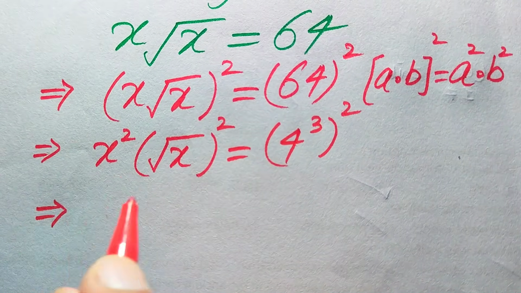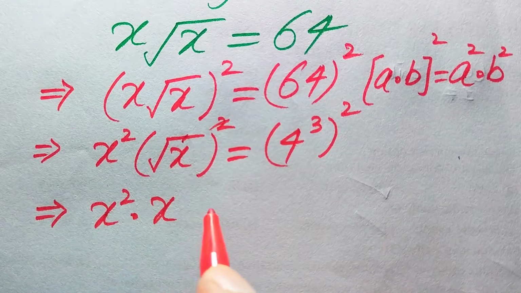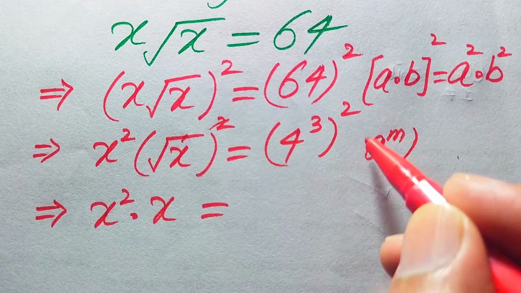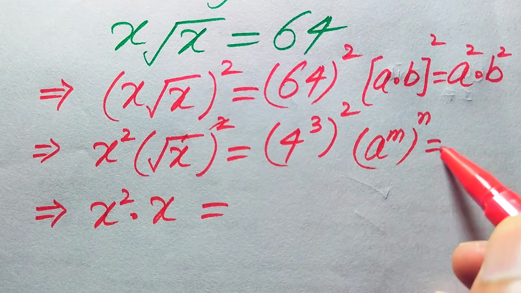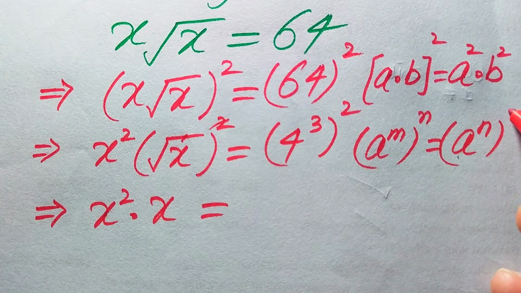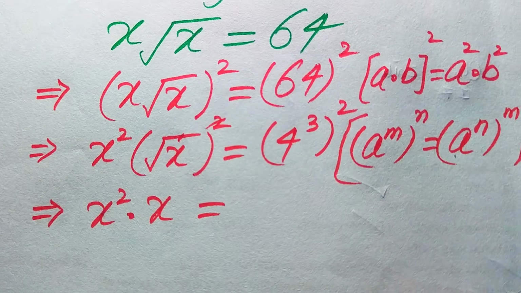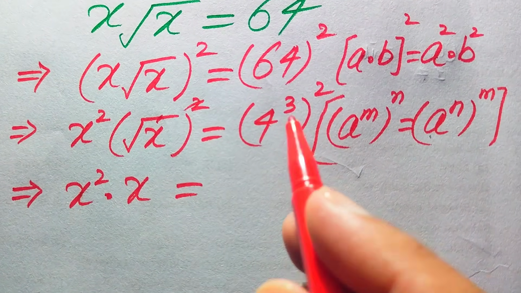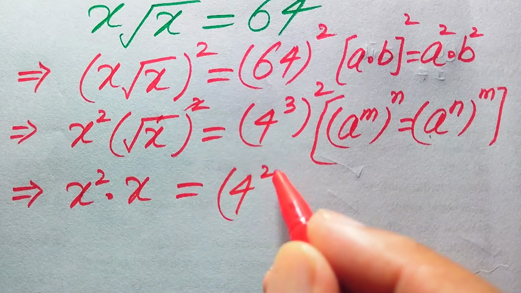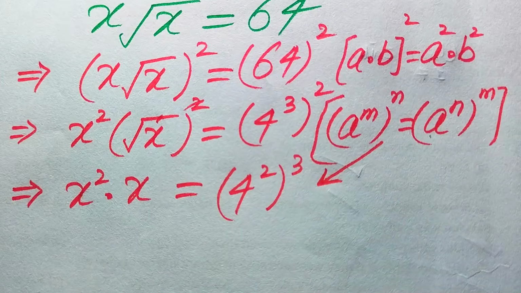And now in the next step we have x square times, this 2 and this square root are gone, and we get x is equal to, here we use this nice rule. You know that if we have a to the power of m to the power of n, and we interchange both of these exponents, a to the power of n to the power of m, this does not affect our final answer. So when we interchange both exponents, we get 4 square and its whole cubed, according to this rule.